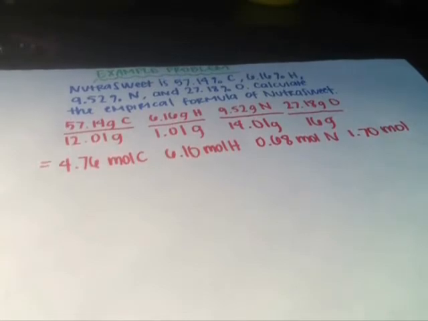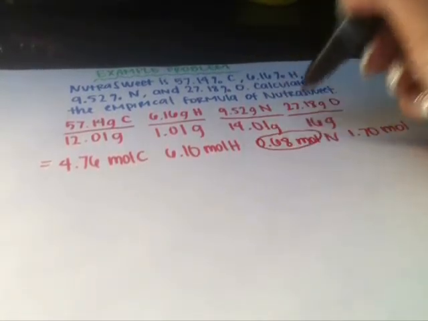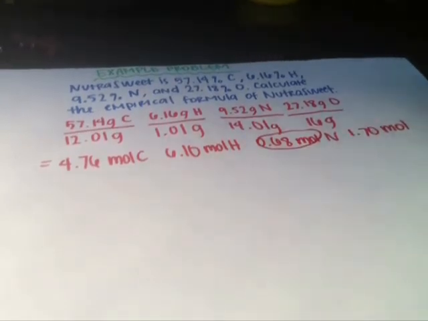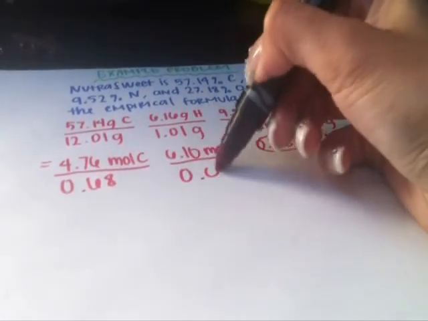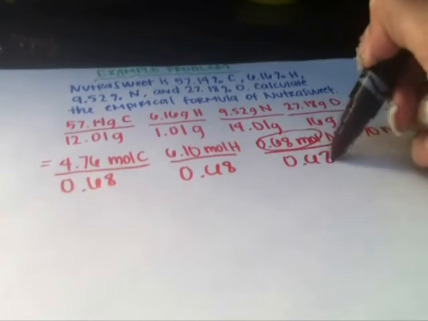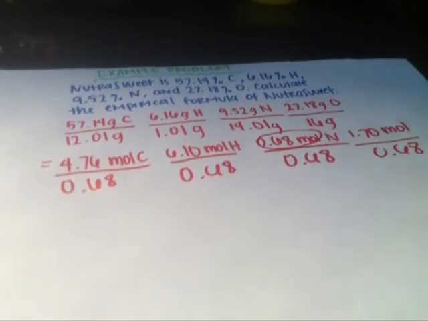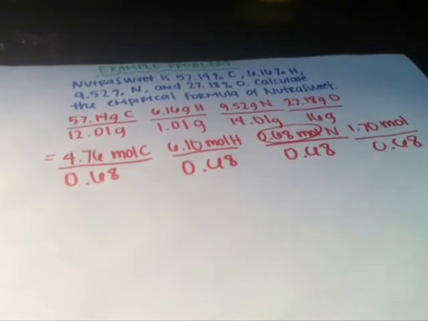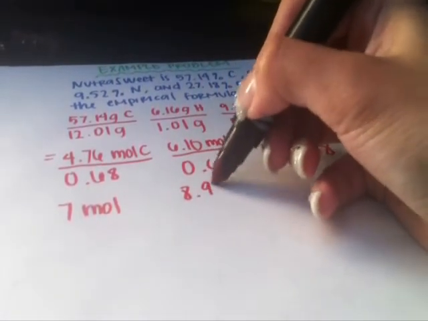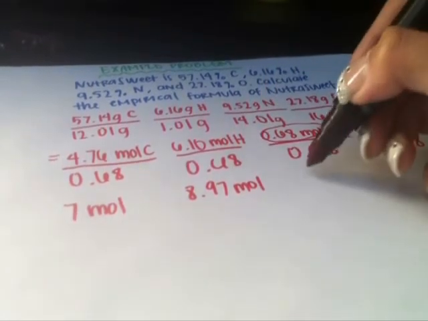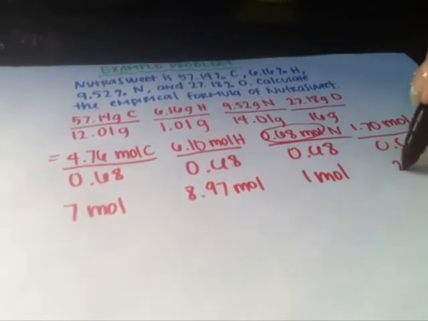So for the second step, we have to divide each, or find the smallest mole value, and that is 0.68. So we divide each by 0.68. This becomes 7 moles. This becomes 8.97 moles. 1 mole. And 2.5 moles.